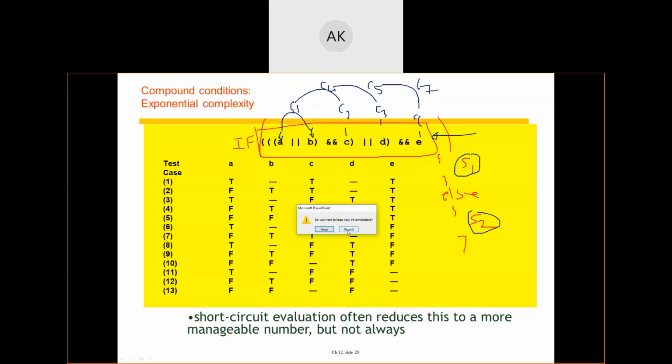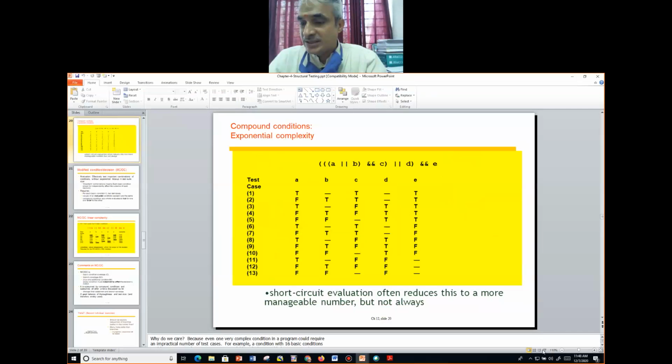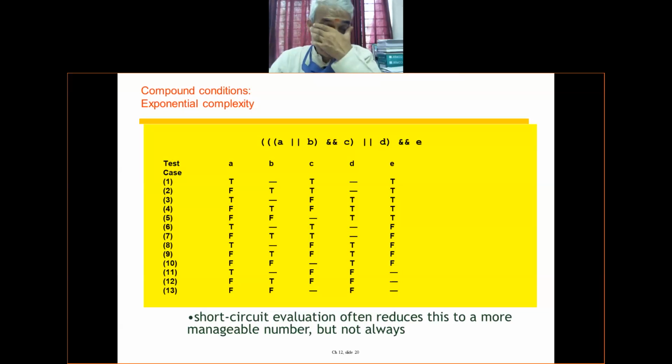I'll discard all the things. Now I want to build the test cases. How do I build the test cases? Please understand this. If this entire thing is true, then there is a possibility that this is true or false. These are two things.